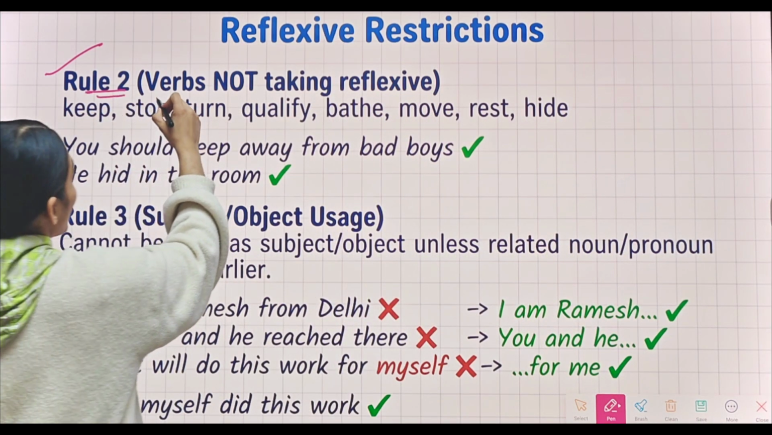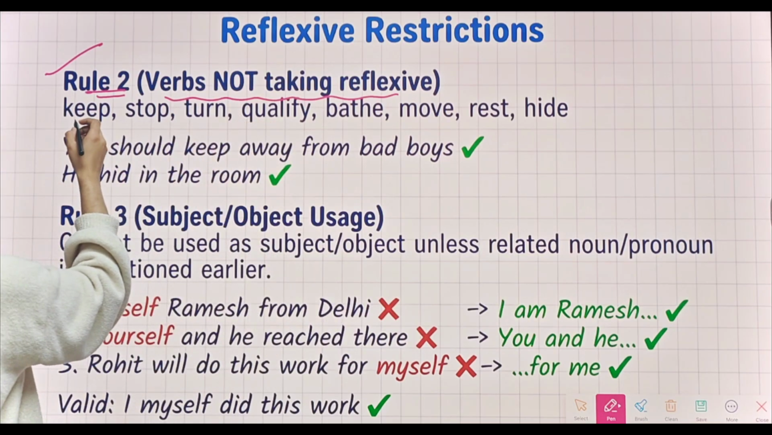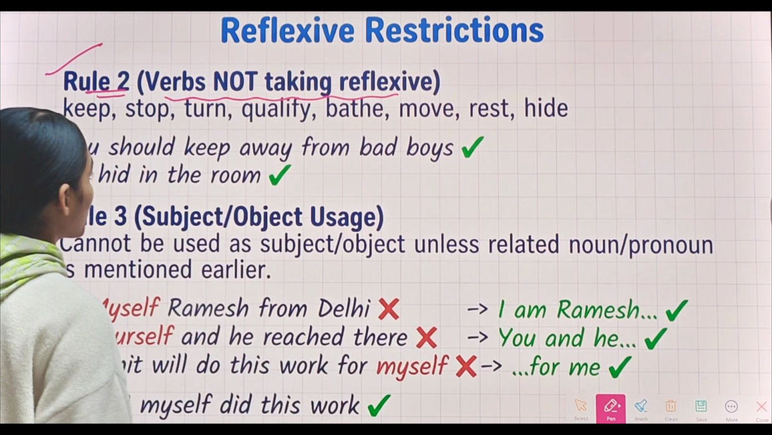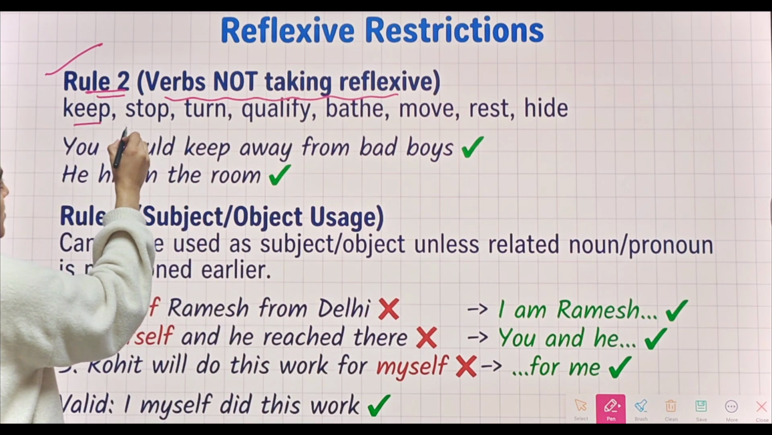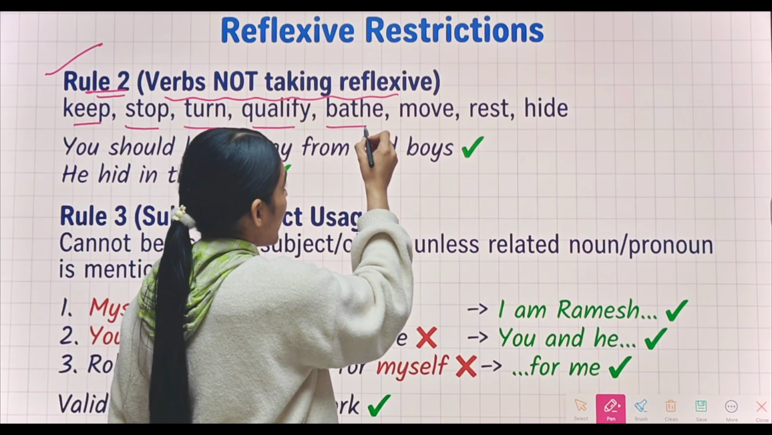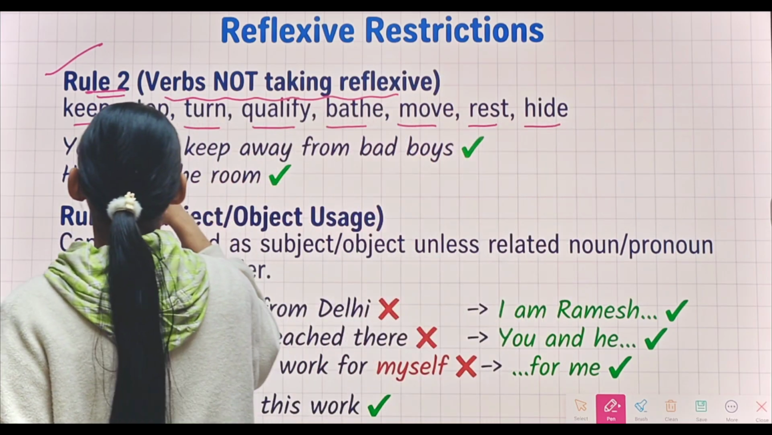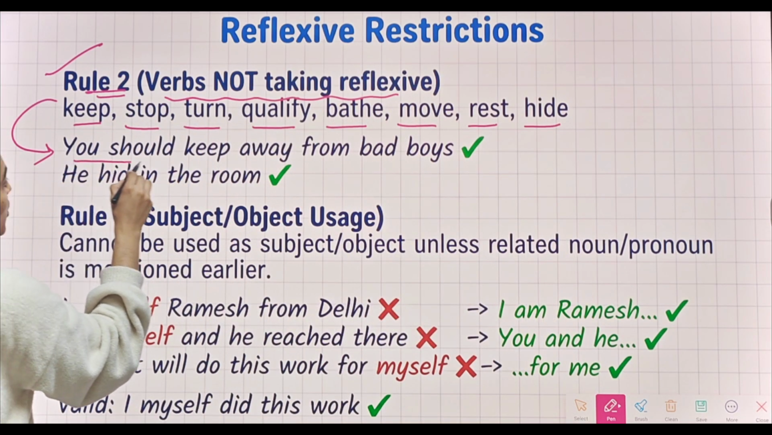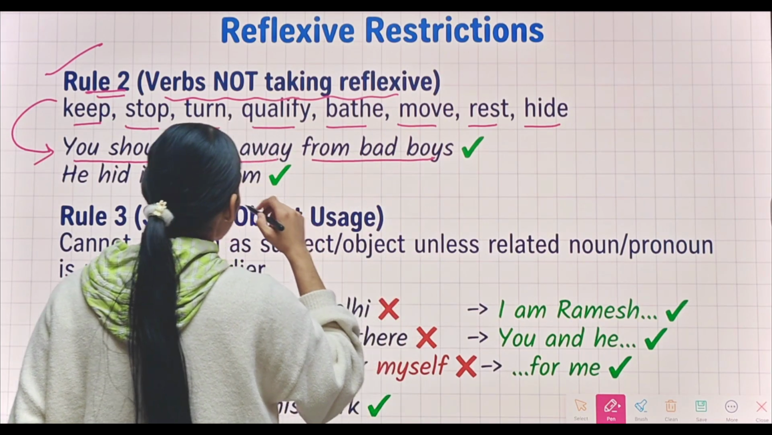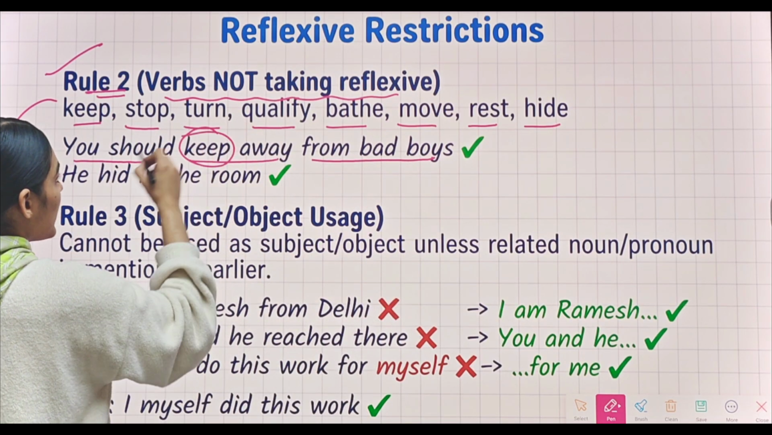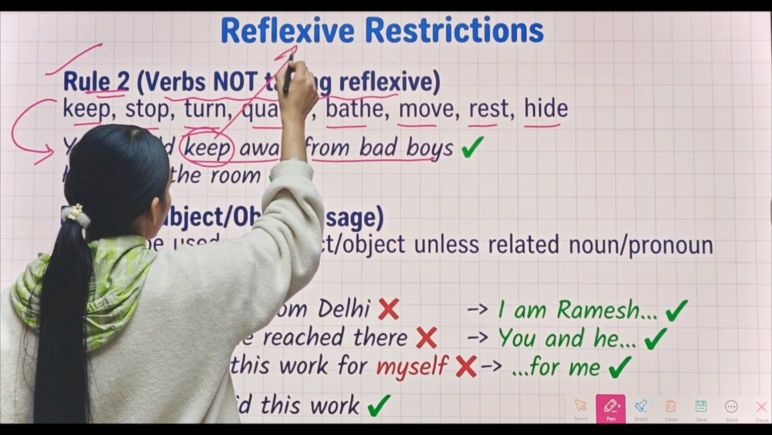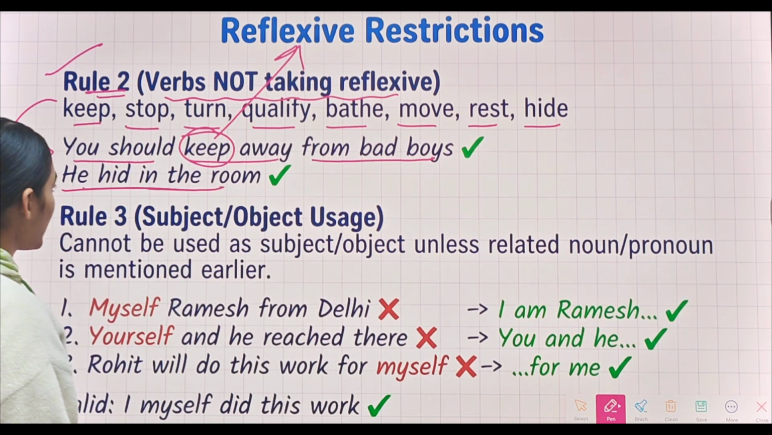Rule number 2 says verbs not taking reflexive. These words don't take reflexive pronoun with themselves. Let's see. Keep, stop, turn, qualify, bathe, move, rest, and hide. Let's see the examples for these. You should keep away from bad boys. So, along with the word keep, we have not used any reflexive pronoun. Then we have the second example, hide in the room.